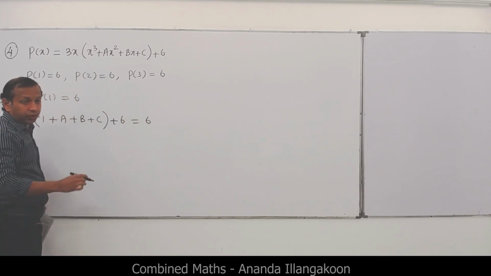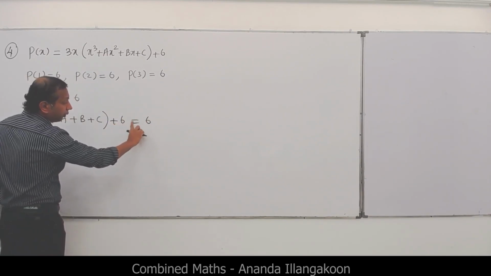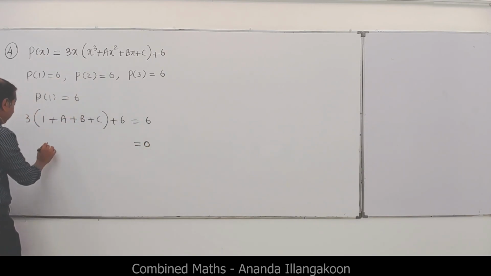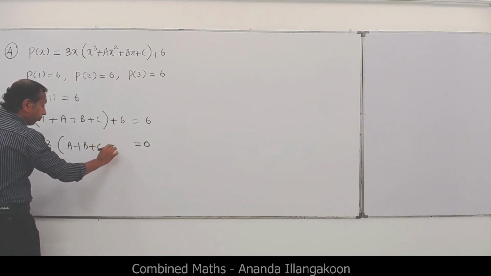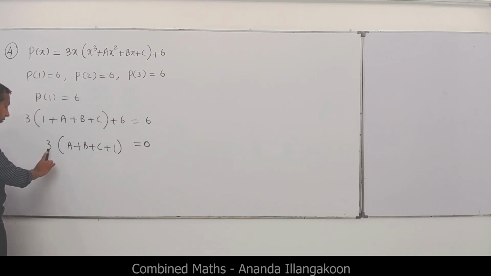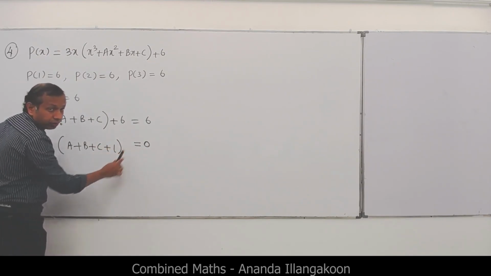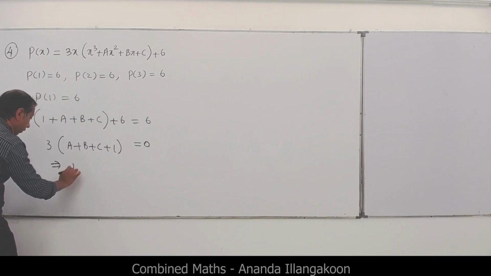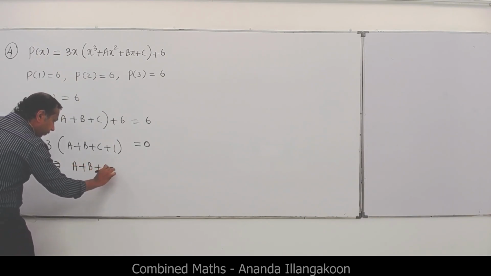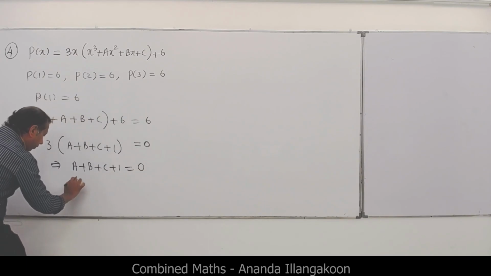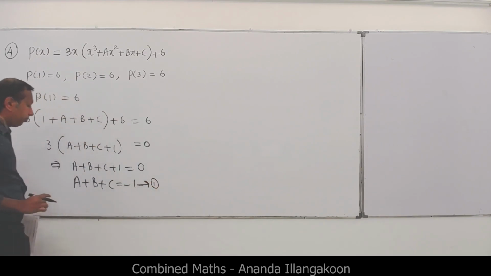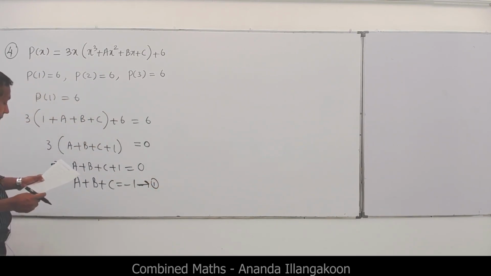Now you can bring this 6 to this side. We get 6 minus 6, 0. Left hand side we have 3, times A plus B plus C plus 1, equals 0. This multiplied by this product is 0, and since this is not equal to 0, this should be equal to 0. This gives us A plus B plus C plus 1 equals 0. That says A plus B plus C is equal to minus 1, number 1. Equation number 1 we get like that.